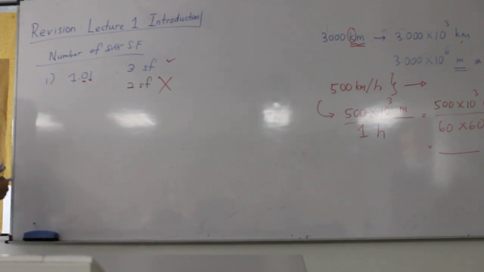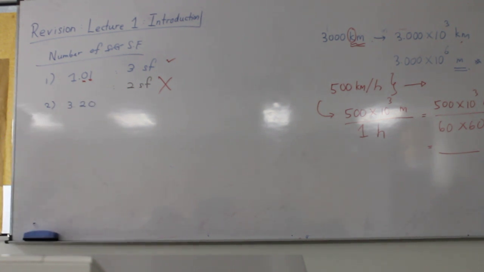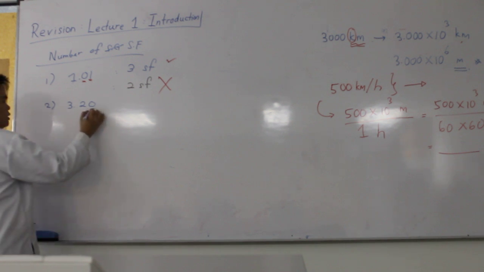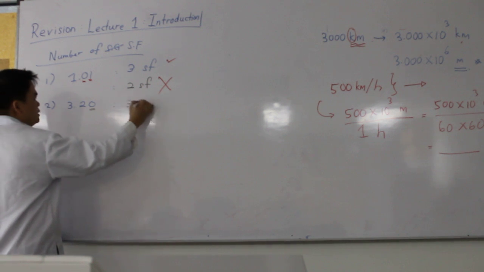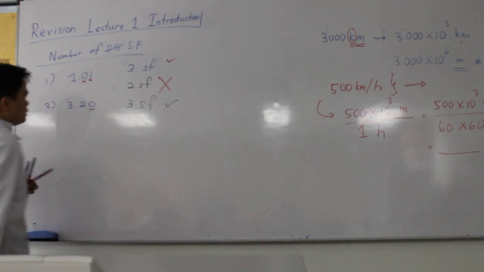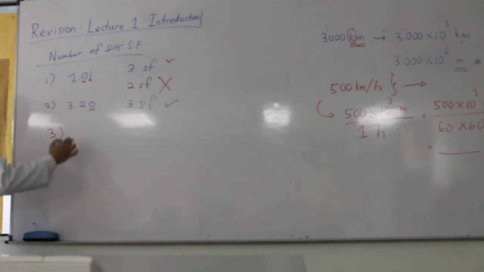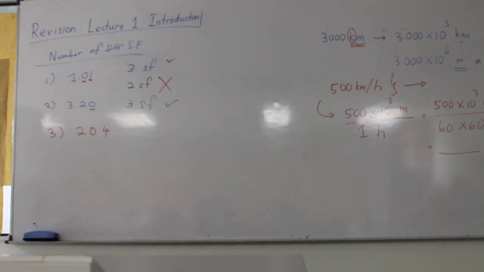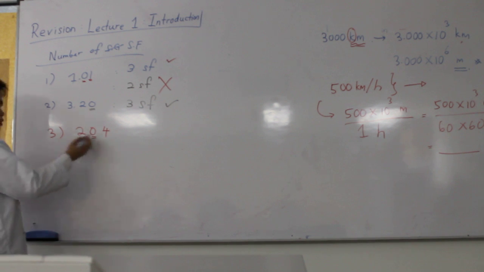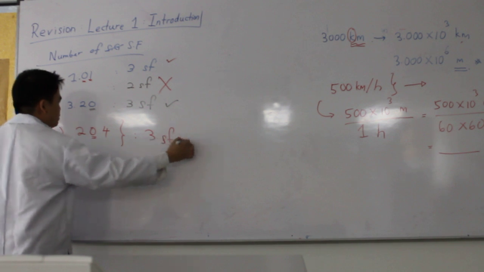On the other hand, let's say the next example, 3.20. For this case, although the 0 is here, we still need to consider it. So the answer is 3 significant figures for this case. And 204. Again, the 0 is in between 2 numbers, so it's still the same thing, 3 significant figures.